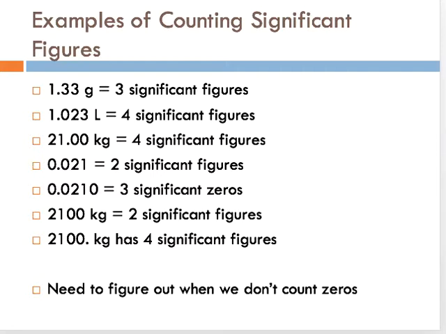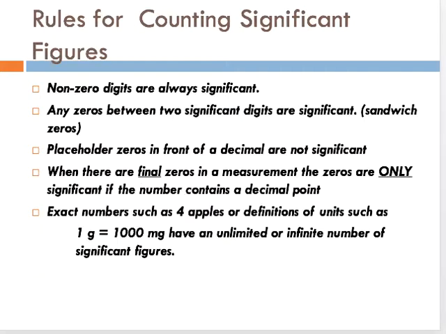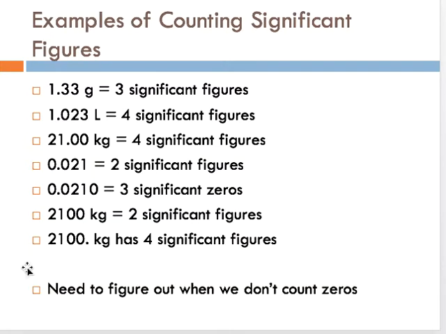So again, if you go back to the rules, you see final zeros in a measurement. The zeros are only significant if the number contains a decimal point. And you can see that this number right here does not contain a decimal point, and so that's why we consider it just 2 significant figures. This one, on the other hand, okay, has a decimal point, all right, just like this one does. And so we do count these zeros. So this has 4 significant figures, okay?